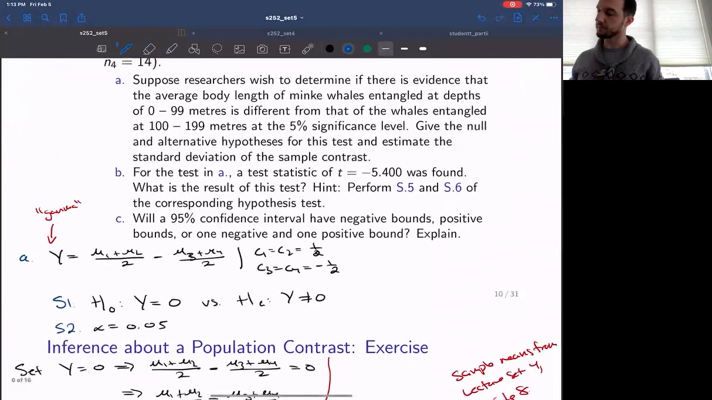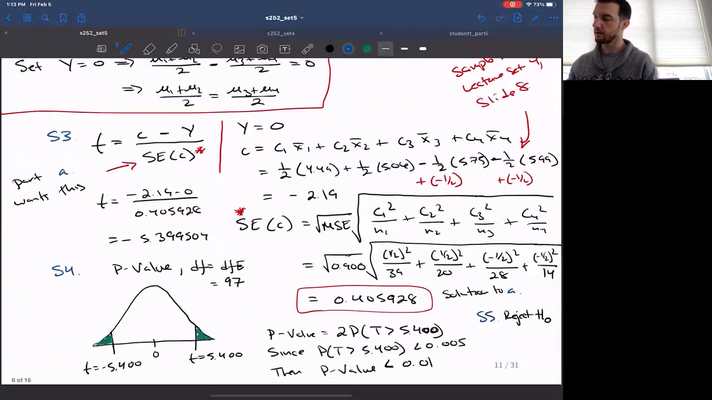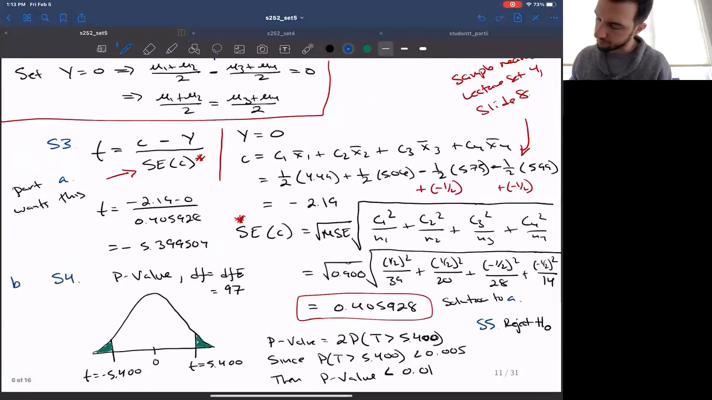Okay, part B. So part B says, for the test in A, a test statistic of negative 5.40 was found. What is the result of this test? Hint, perform step 5 and step 6 of the corresponding hypothesis test. Okay, so part B, it actually starts here, right? So we want to find the result of the test about the comparison of the averages of mu1 and mu2 and mu3 and mu4.